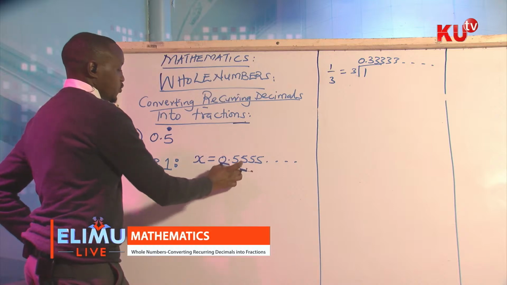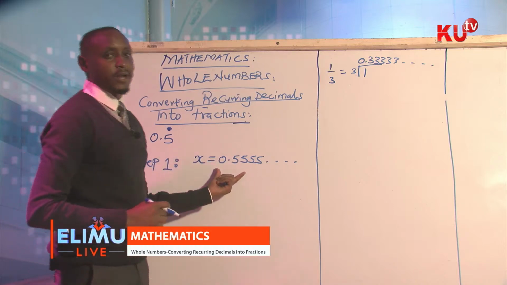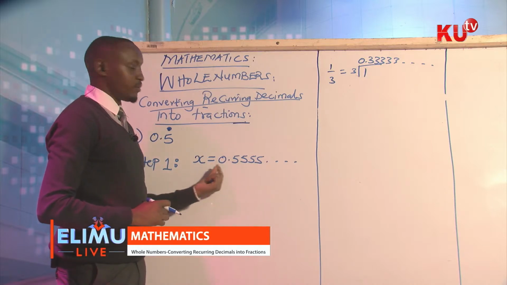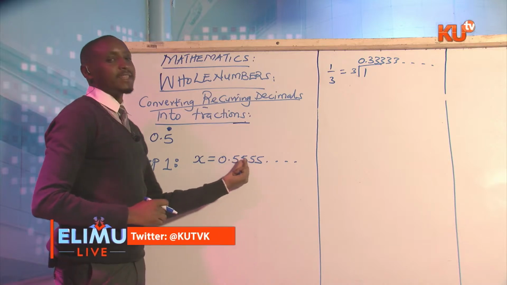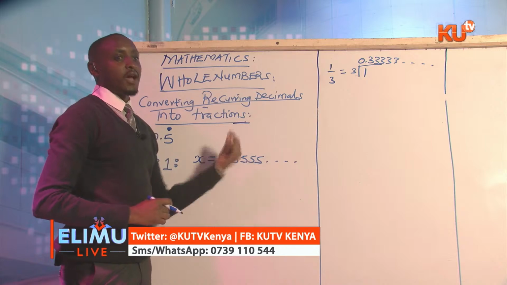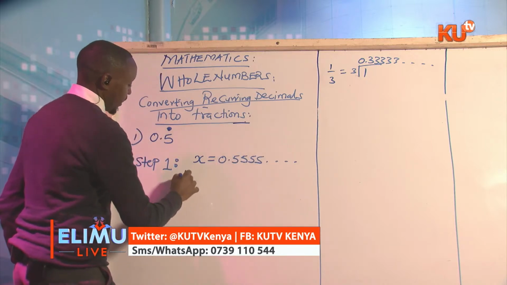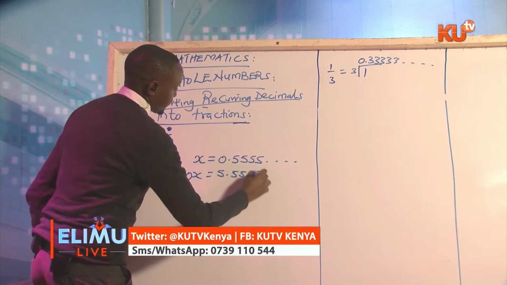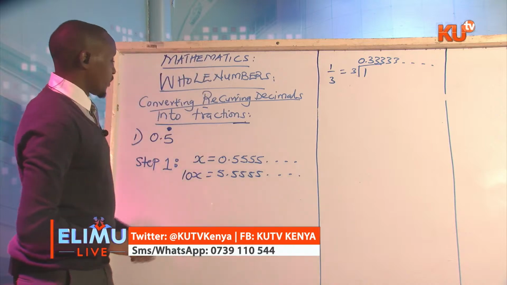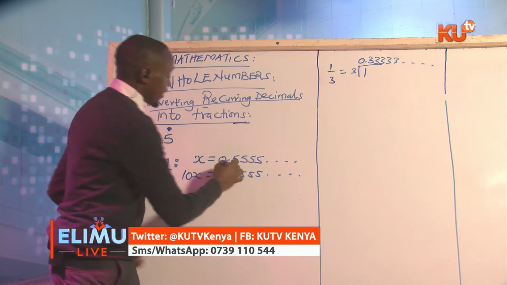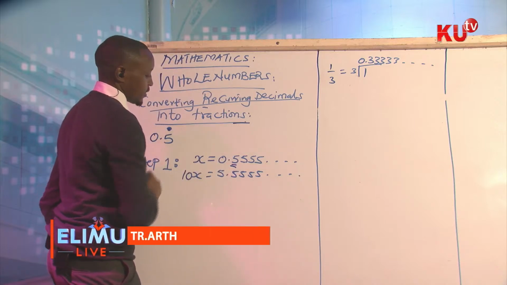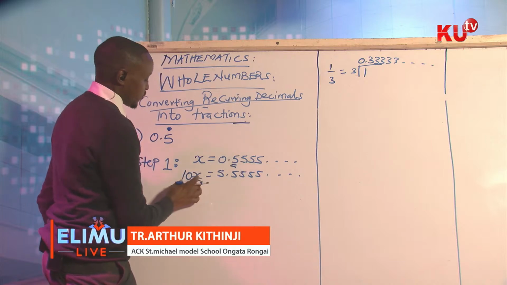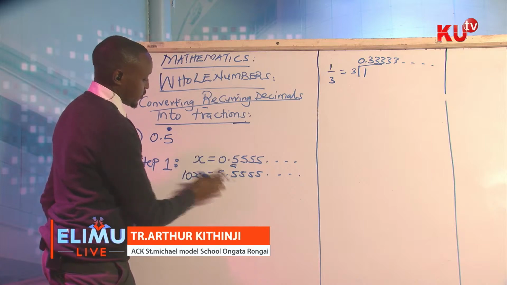So when we want now to convert this into a fraction, we shall look for a multiple of 10 that when we multiply by x, we shall be able to move the decimal point to the right a number of times. Let's look, for example, if we multiply x by 10, this will be 5.5555, so on and so forth. Now, the most important thing to look at is the number of recurring digits in the original value of x. If it's just one number that is recurring, then you just multiply the value of x by 10 to get this.